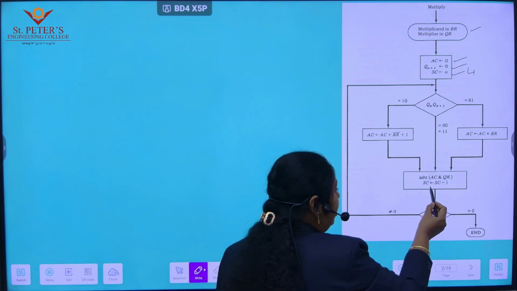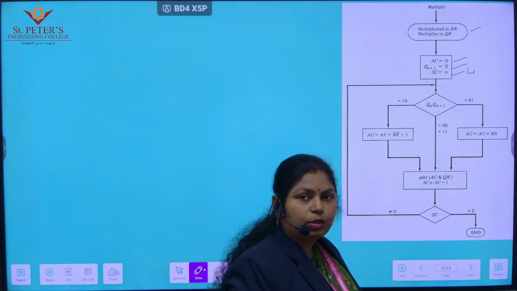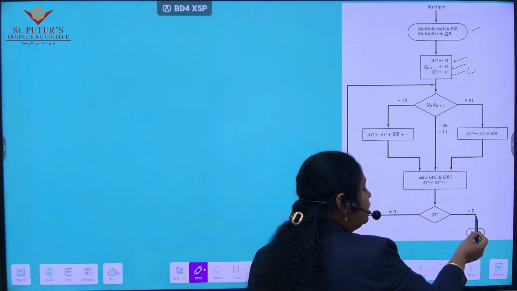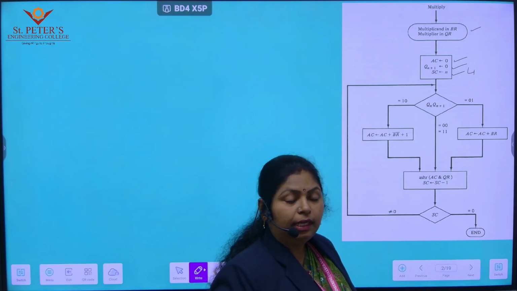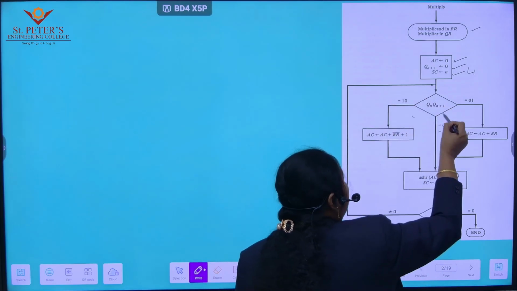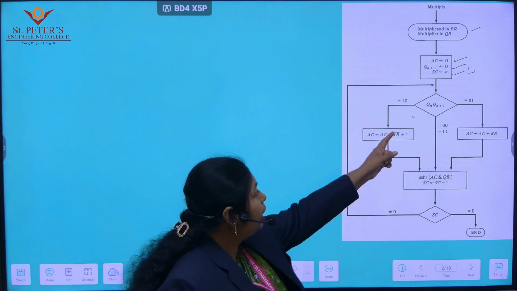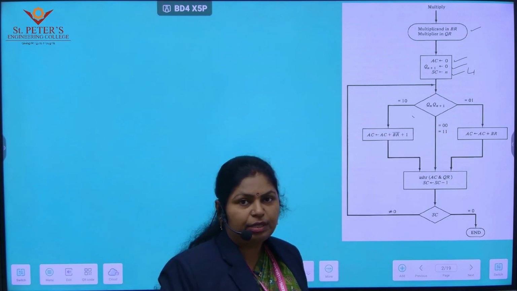After decrementing the sequence counter, we have to check whether the sequence counter reaches 0 or not. If it reaches 0, we have to end the process. If it does not reach 0, we have to go back again for the comparison. Again, the 2 bits Qn and Qn plus 1 have to be inspected.